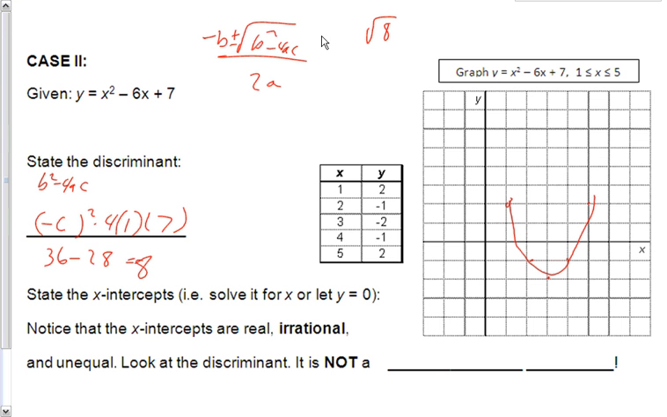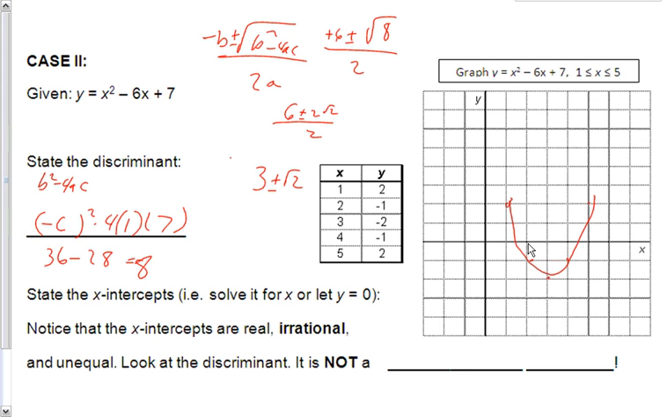It's the square root of 8. So negative b is negative negative 6, so it's positive 6, plus or minus this, over 2 times 1, which is 2. So that's 6 plus or minus 2 radical 2 over 2. And then if we cancel out, we get the roots are 3 plus or minus radical 2.